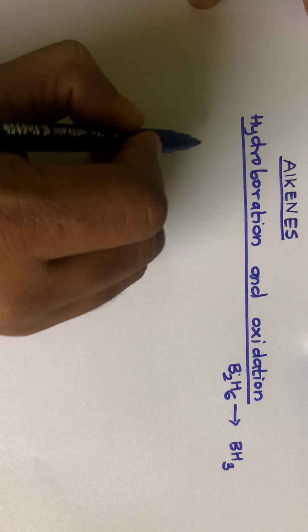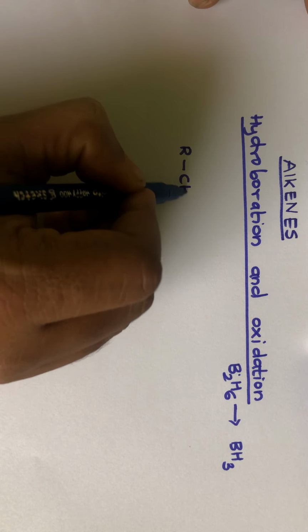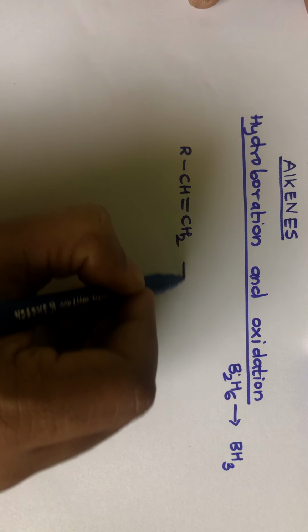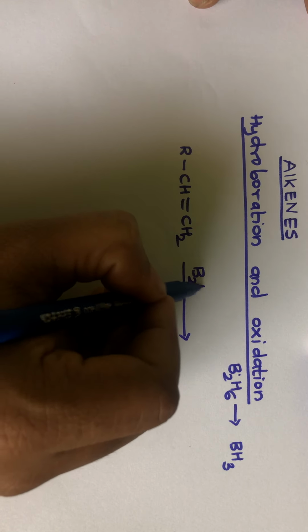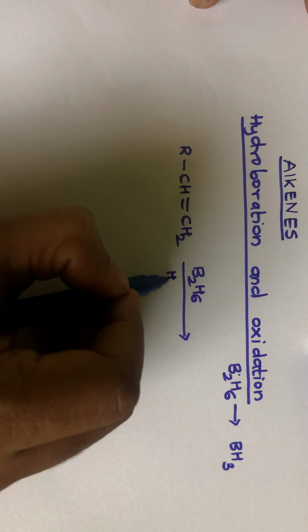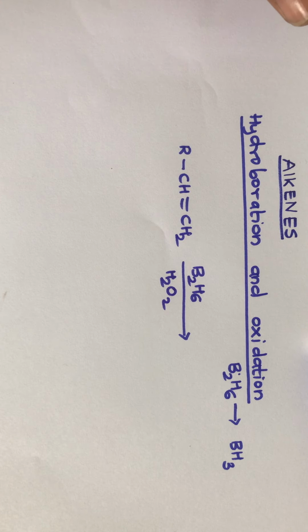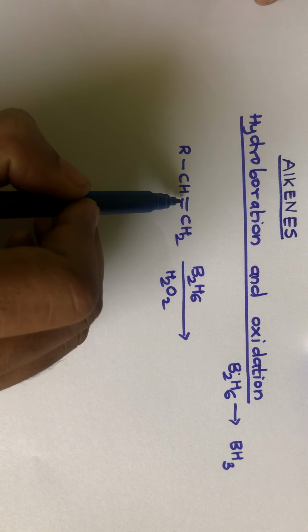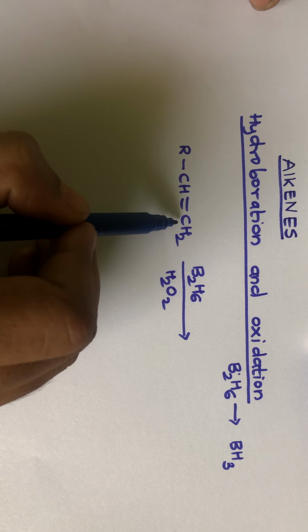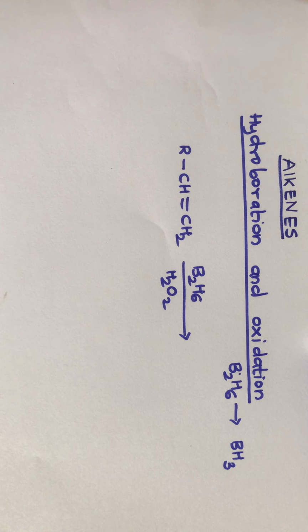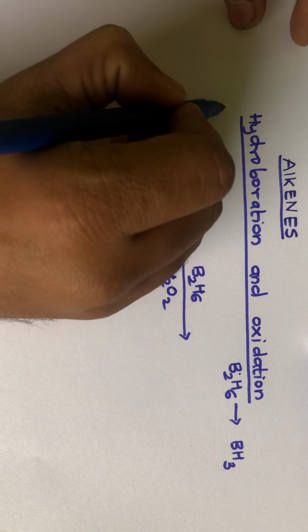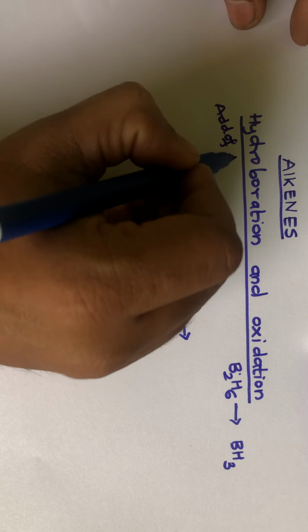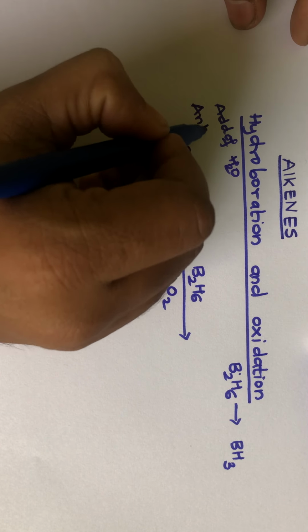Whenever you take an alkene, that means RCH double bond CH2, treat it with diborane, that is B2H6, and then H2O2. You get an alcohol in which addition takes place across this double bond. So OH adds to one carbon, H adds to another carbon. The net reaction here is anti-Markovnikov's addition of water.